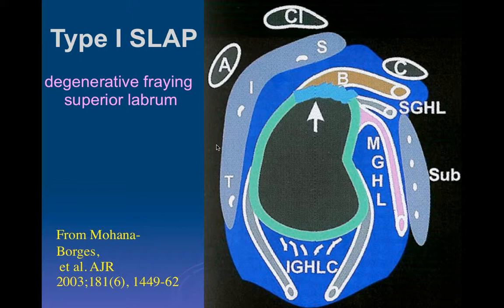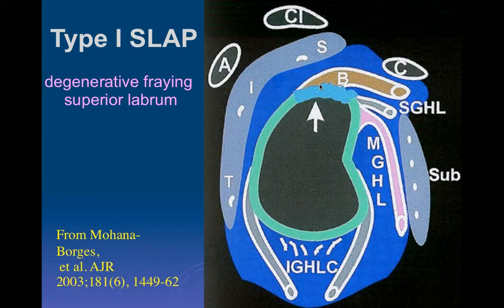So let's talk about SLAP tears. And these diagrams come from an article from UC San Diego, which is referenced here, from 2003. So a type 1 SLAP from Snyder is where you really have more degenerative fraying of the superior labrum.